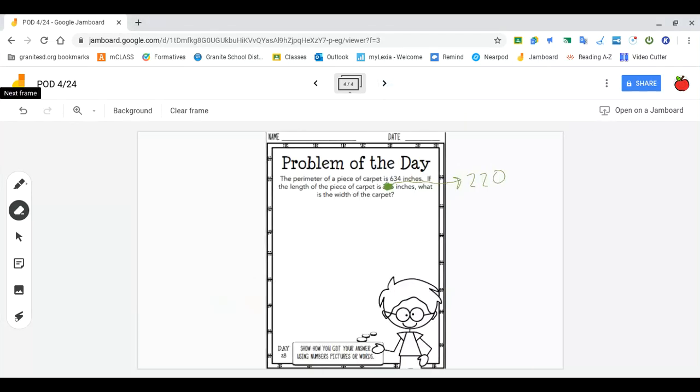The perimeter of a piece of carpet is 634 inches. If the length of the piece of carpet is 220 inches, what is the width of the carpet?